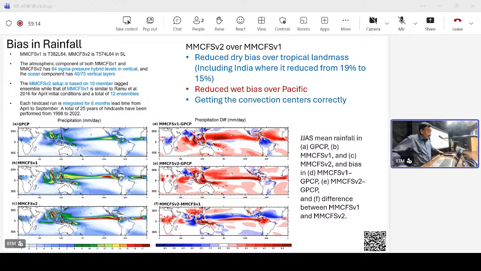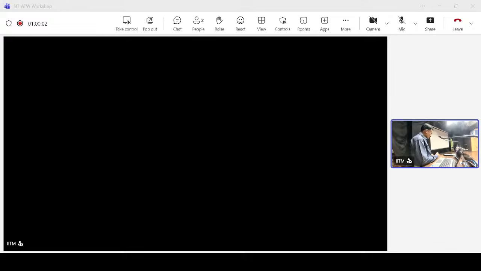So if you remember what controls the predictability, what we have shown is that it is mostly the errors that grow in the models. There are systematic biases in the models that we all know. This is the MMCFS version 1 precipitation difference between version 1 and GPCP, and you see that there is a strong dry bias over the Indian land region. That bias is there, but in the new model it is reduced significantly. You can see the difference between MMCFS version 2 and version 1. The same is shown for the rainfall map. So these biases have started decreasing in the new model.